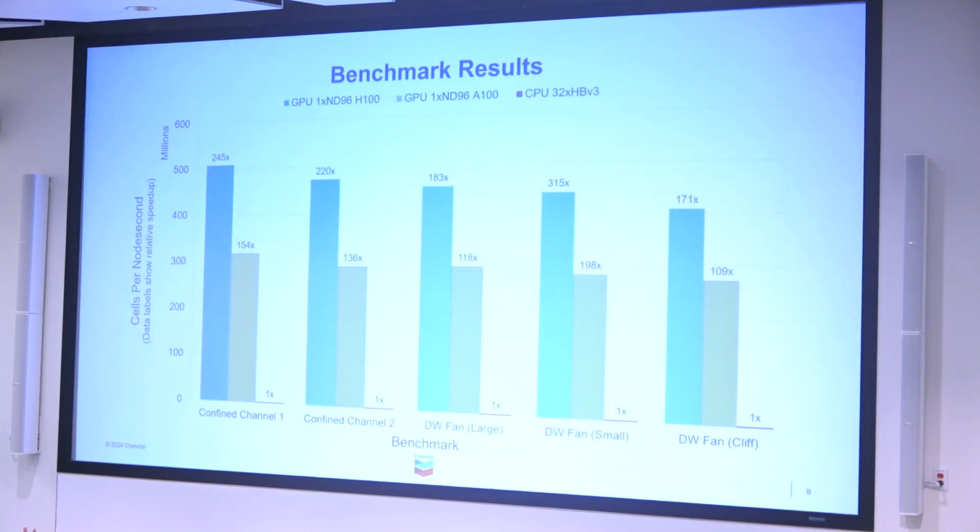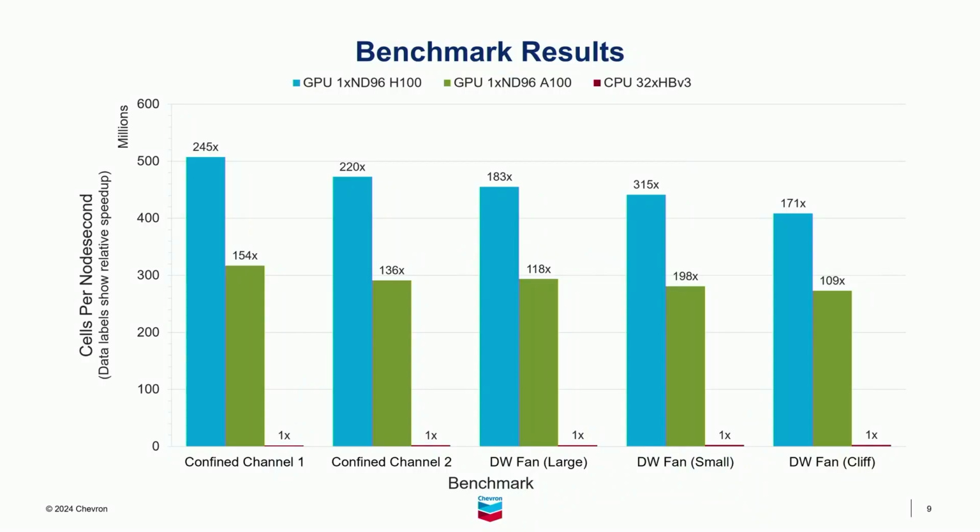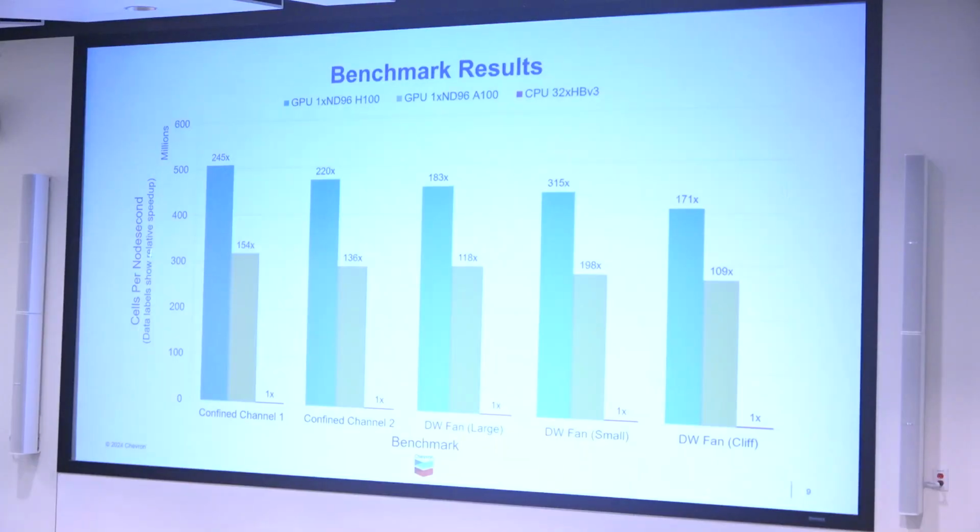So now we have the full functioning GPU code. We've solved these few challenges, and it's time to run some benchmarks. On the bottom here, we have 5 internal benchmarks, 2 confined channel runs, and 3 deep water fans. These are, for instance, what you saw on that first animation. On the left-hand side, we have a measure of speed, which is cells per node second. The cells here normalize it, since some of these are smaller grid sizes and some are larger grid sizes. We also normalize it to the number of nodes.